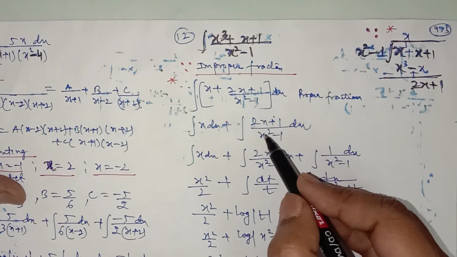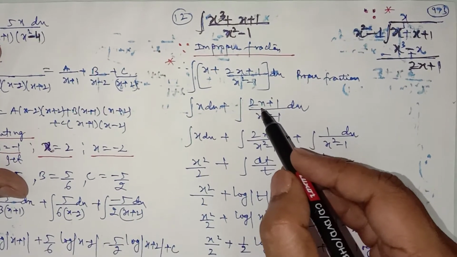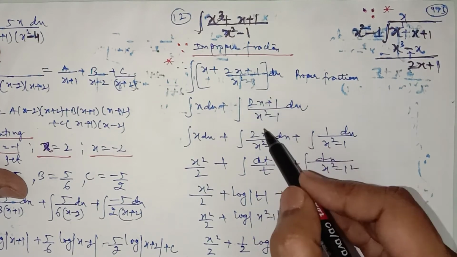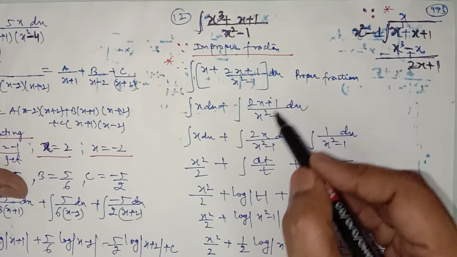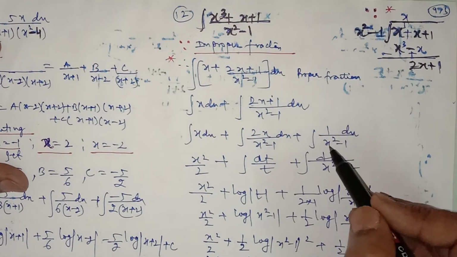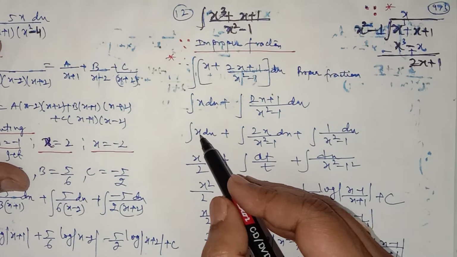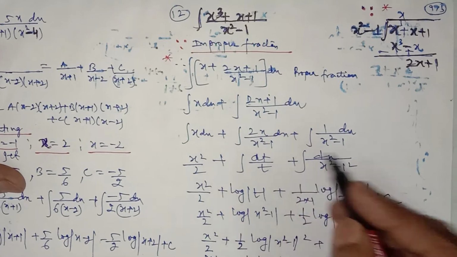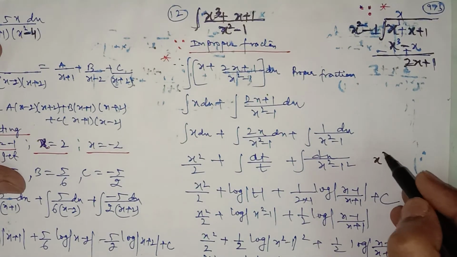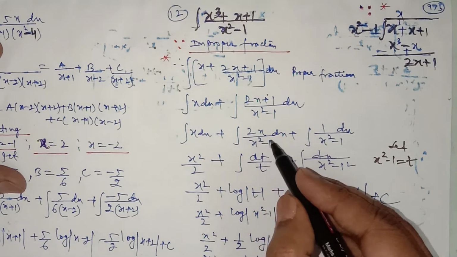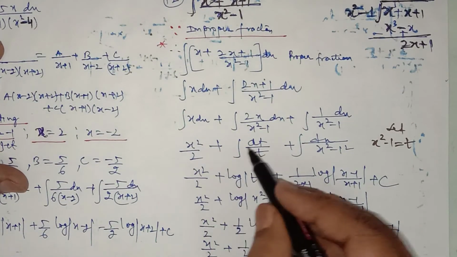So you break it into such integrals that 2x upon x square minus 1 is separated, because 2x is the derivative of x square minus 1, and 1 upon x square minus 1. Now this is a special integral of 1 upon x square minus a square. You can do it directly, or if you let x square minus 1 equal to t, then the 2x will be cancelled out. You will get 1 upon t, and it is log t.